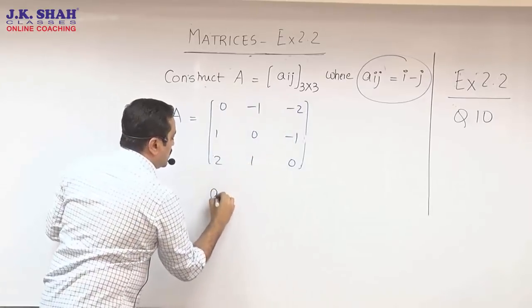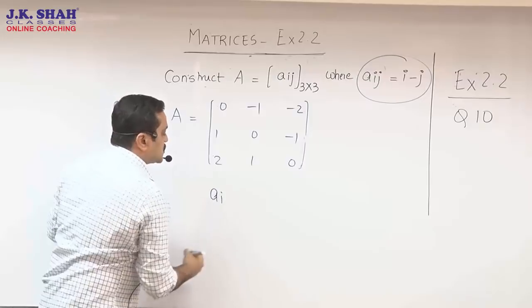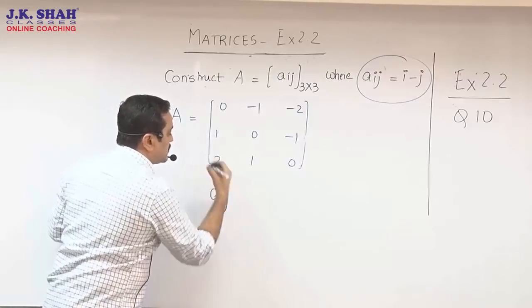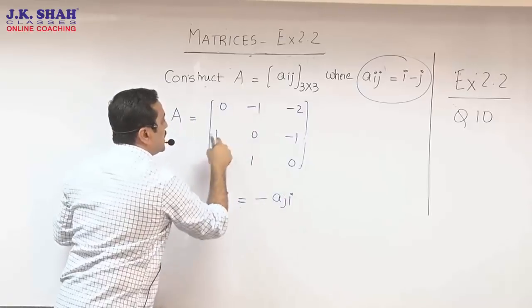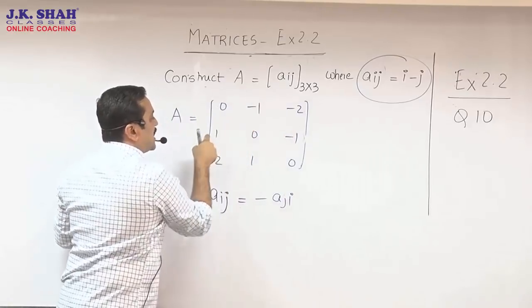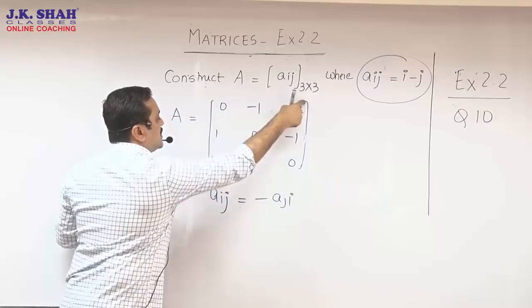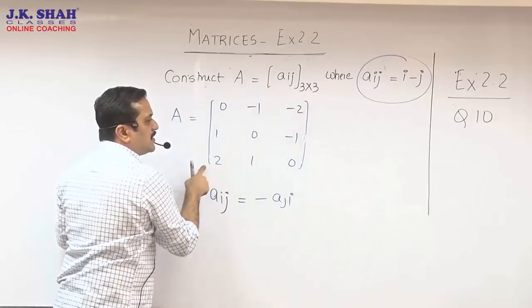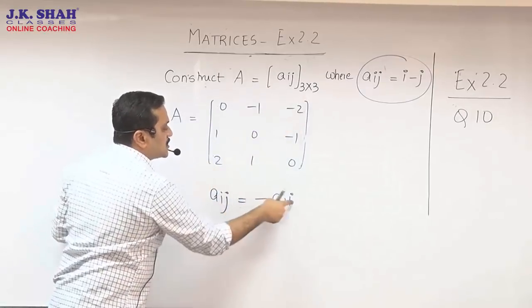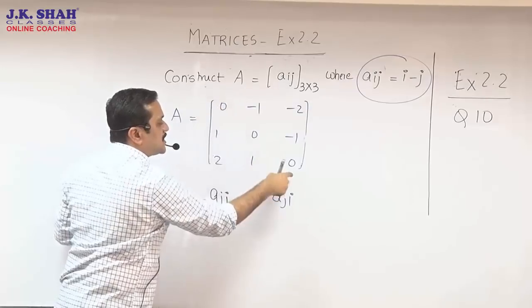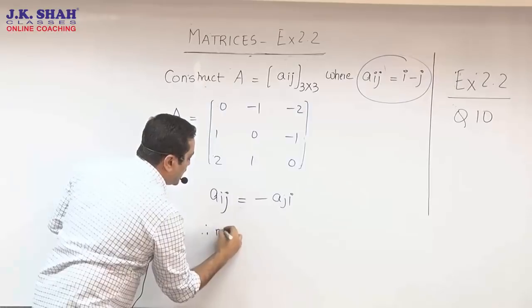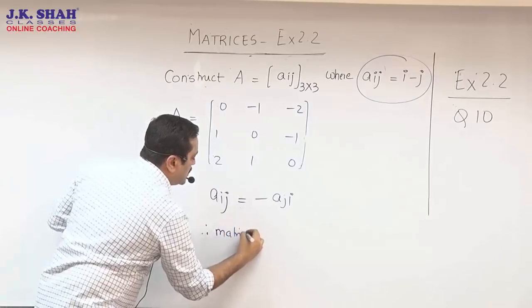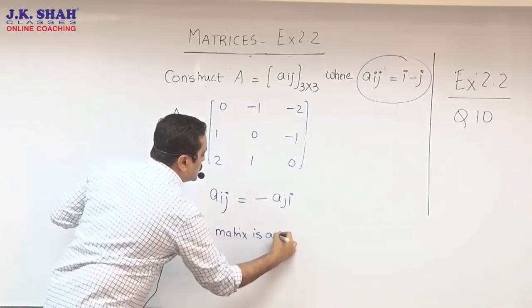Can you recall? Just a moment ago we had solved two sums on that. The Aij what I am seeing over here is equal to minus Aji. Can you see that? The A12 is minus of A21. A13 is minus of A31. So Aij was minus of Aji, and all the diagonal elements are 0, which happens in your skew symmetric matrix. So we say therefore the matrix what we have constructed above is a skew symmetric.